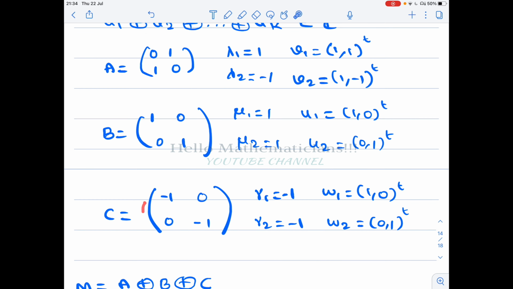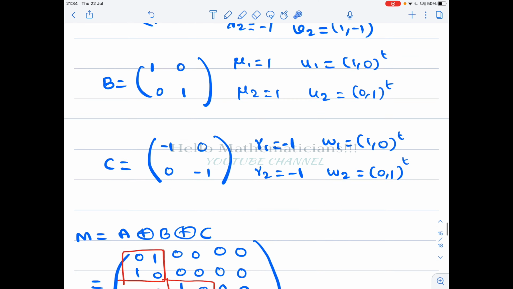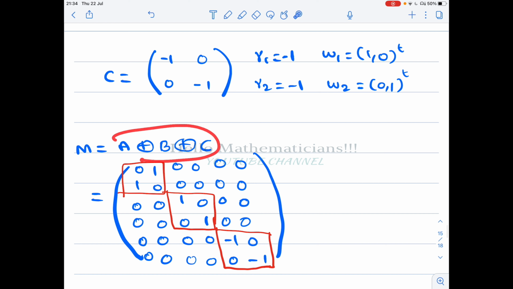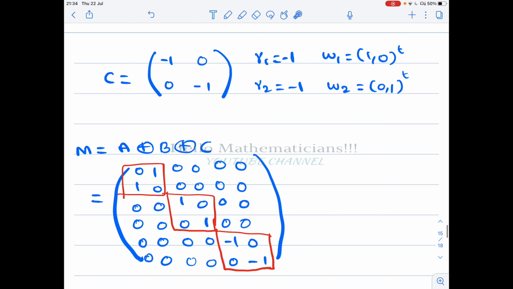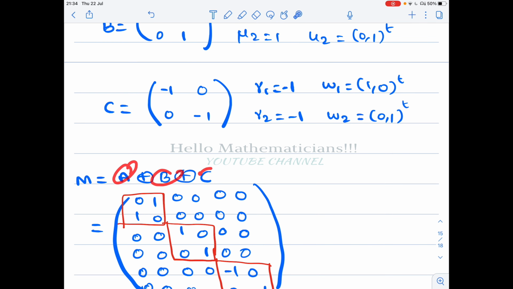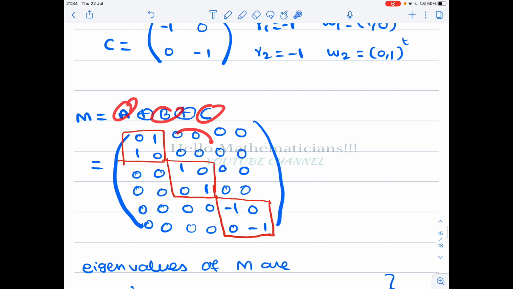Similarly, for C, I take minus the identity matrix. So the eigenvalues are minus 1 and minus 1. Again, you can take the eigenvectors to be the column vectors e1 and e2. Now I form the matrix A direct sum B direct sum C. What does it mean? It means that I put these matrices along the diagonal as diagonal blocks, and everywhere else we put zero blocks. This is the meaning of the direct sum.